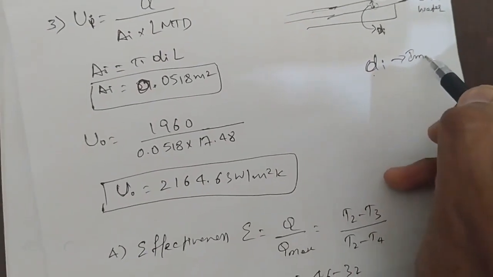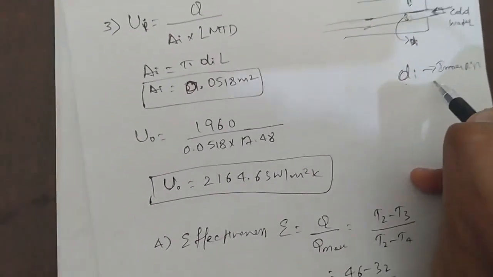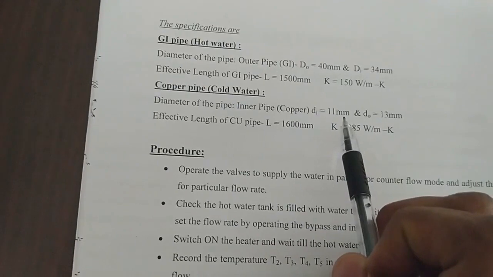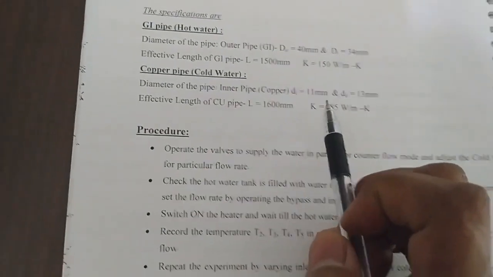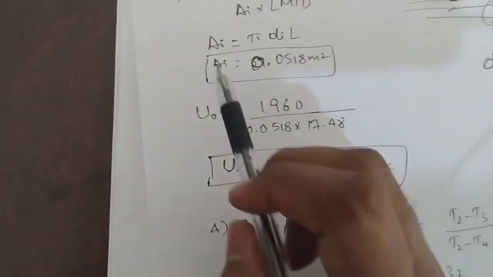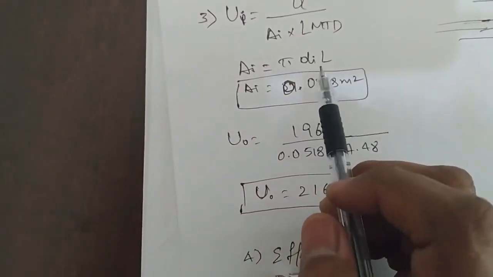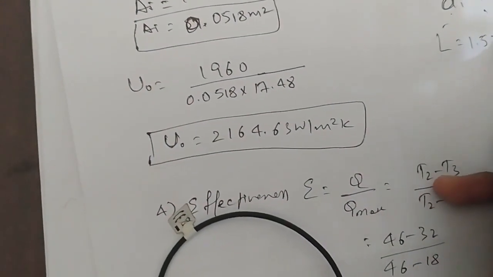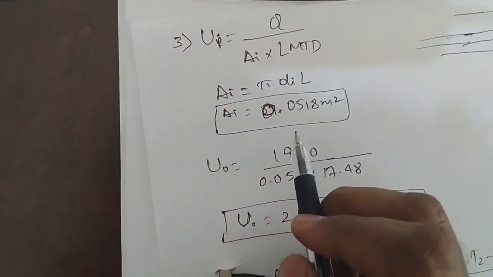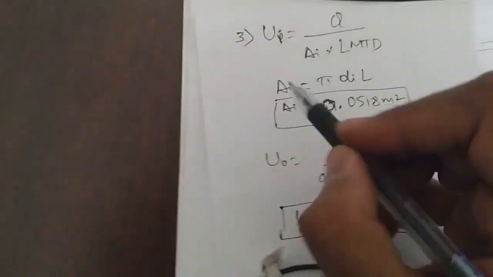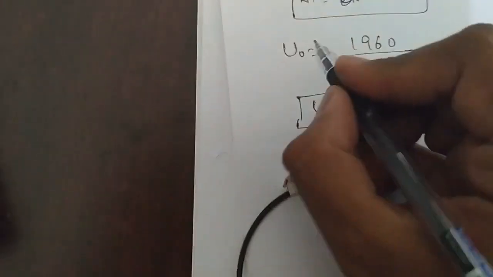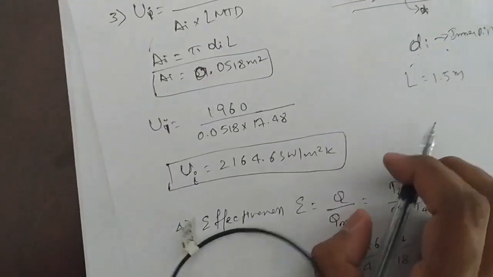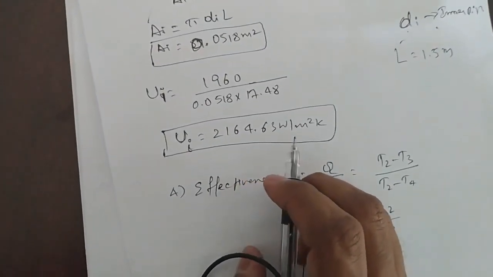of the inner pipe, di. The specification is given in the manual, that is 11 mm, which is also mentioned on the experimental setup panel. So you substitute to find AI, which is pi into di into L, where L I have taken as 1.5 meter. Substitute here and you will obtain AI. Then you substitute AI, Q and LMTD to obtain the overall heat transfer coefficient based on the inner diameter. Finally I obtained the value 2164.63 watt per meter square Kelvin.